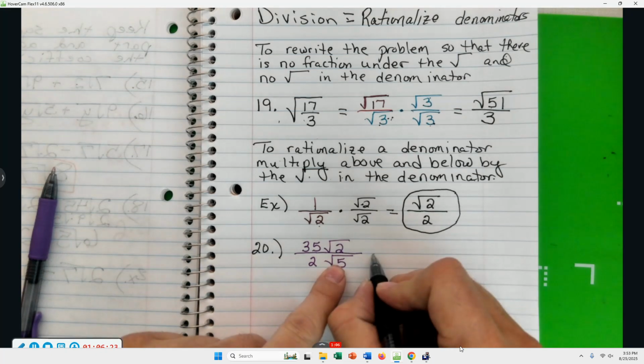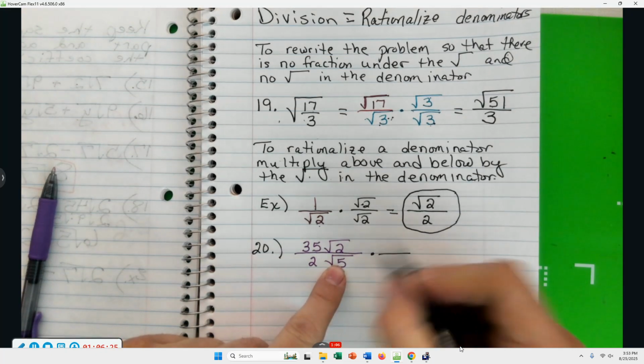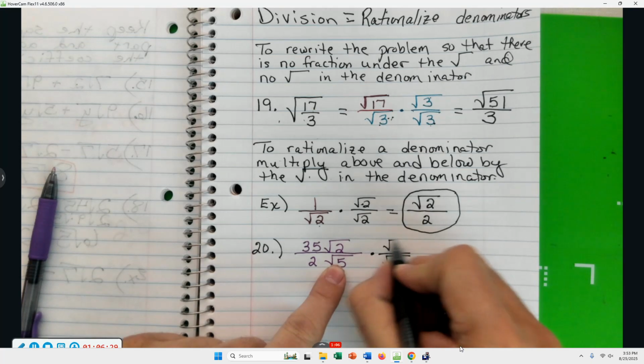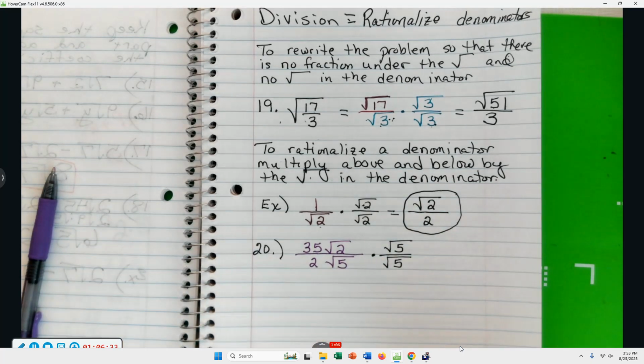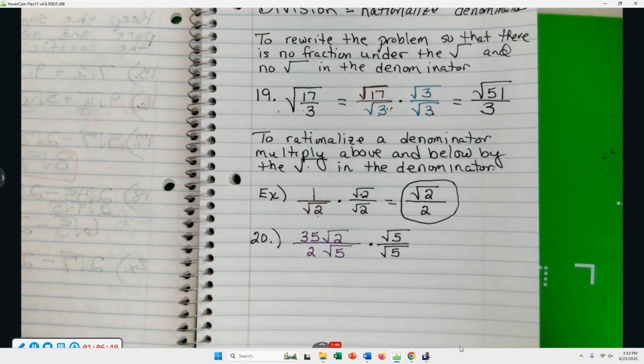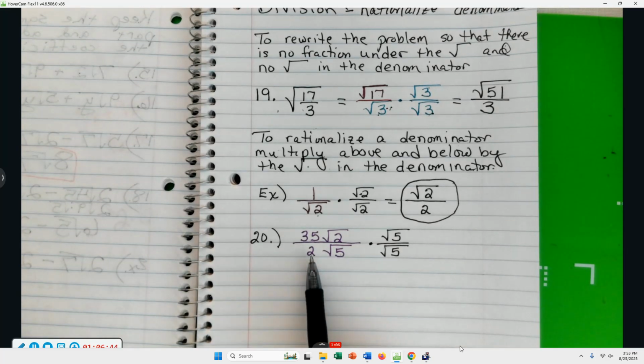Okay. Only the square root of 5. You don't need to go 2 square root of 5. You could get an answer, but you're going to make the numbers bigger than you need to and wind up having to reduce more. Okay? So only multiply by the square root. Don't multiply by the 2 also.